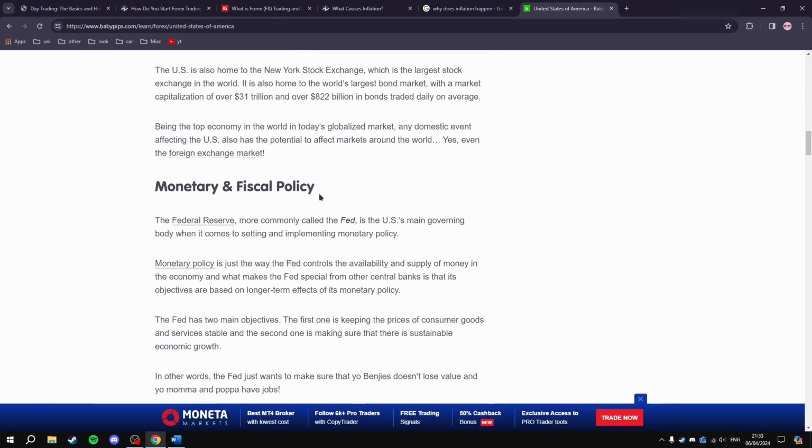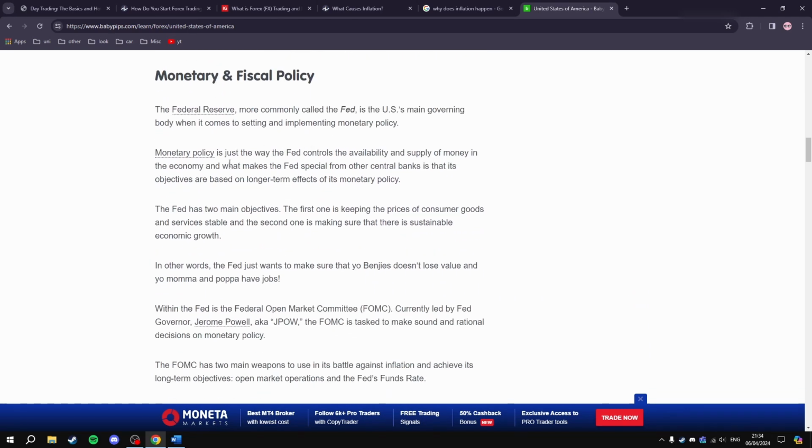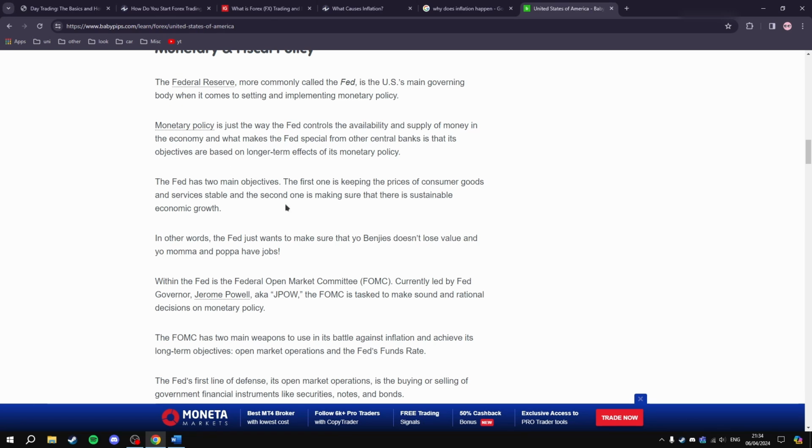Monetary and fiscal policy. The Federal Reserve, more commonly called the Fed, is the US's main governing body when it comes to setting and implementing monetary policy.